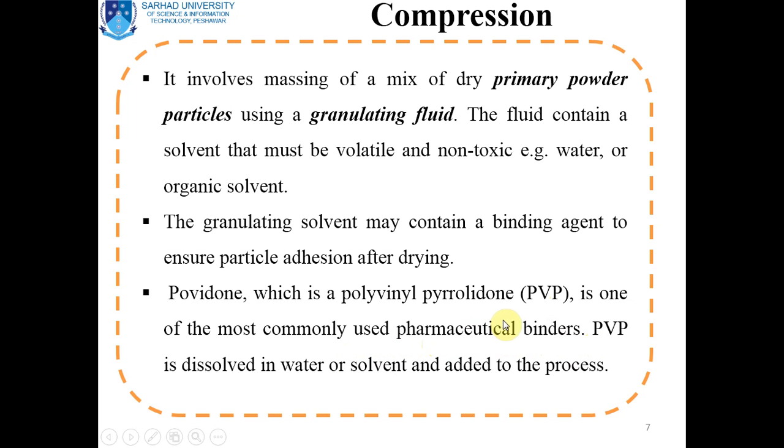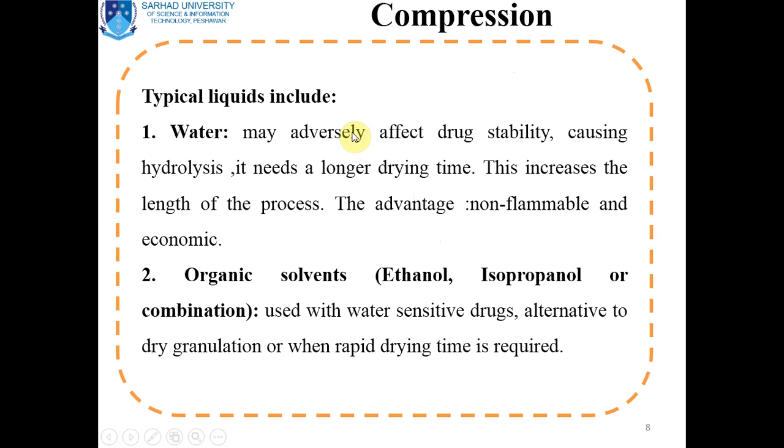PVP, that is povidone or polyvinyl pyrrolidone, is dissolved in water or solvent and added to the process as a granulating fluid or granulating liquid. Typical liquids used as granulating fluid are water or organic solvent. Water may adversely affect drug stability, causing hydrolysis. It needs a longer drying time, which increases the length of the process. Advantages include being non-flammable and economical.